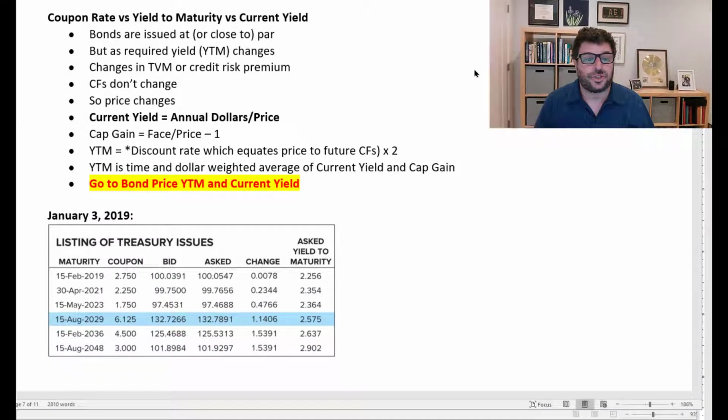Let's talk about the relationship between three different interest rates associated with the bond. The first is the coupon rate. This is the rate that you're going to be paid as a function of par value. The second is yield to maturity, what you'll earn from holding the bond over the life of the bond.